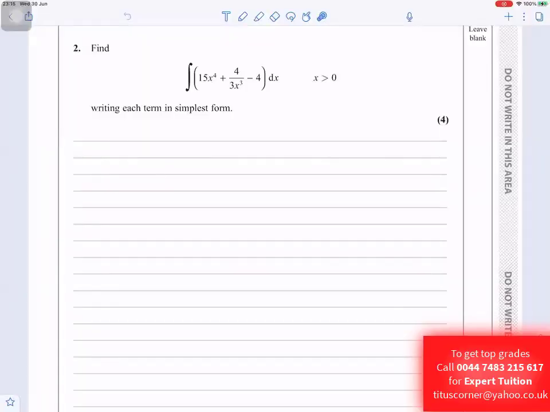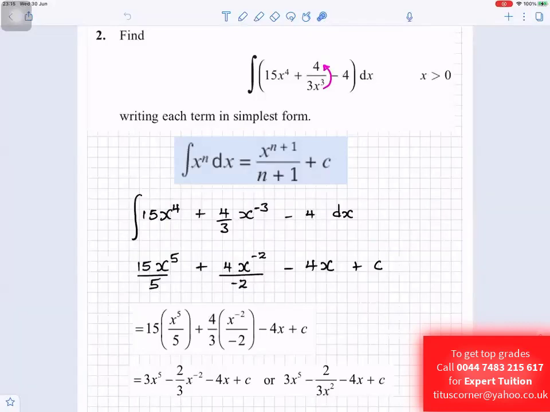Question number 2. Find the integral of that, writing each term in simplest form. When we integrate, we use this formula: the integral of x to the n, you add 1 to the power, n plus 1, and you divide by the new power n plus 1, plus the constant of integration c. So we want to integrate that function. We have to take the x cube to the top, the numerator, and it becomes x to the minus 3.